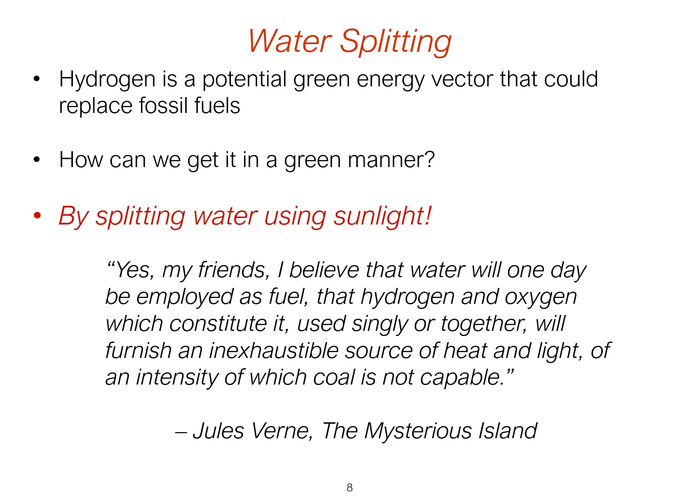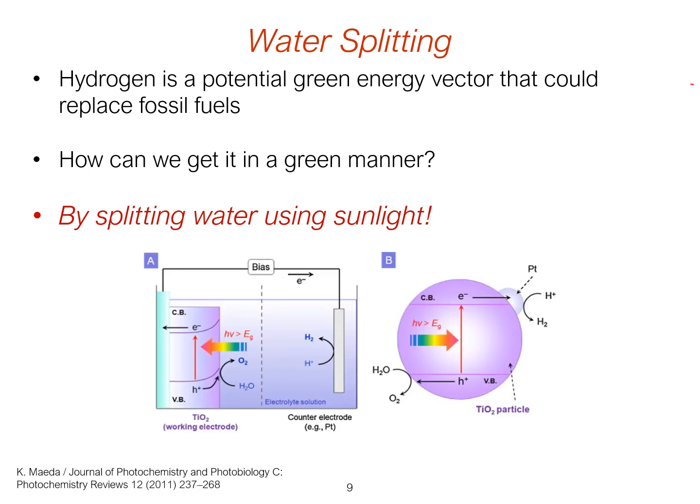And he's kind of right. But back then it was just science fiction. But now we've actually found ways to do it, and it could become science fact. Let's look at how we can split water using the sun then, and how we can develop what's called a photocatalyst. So a light activated catalyst that can make hydrogen from the water.